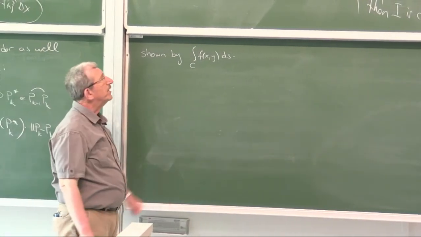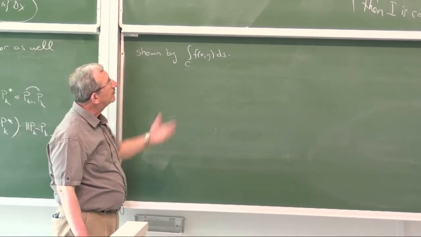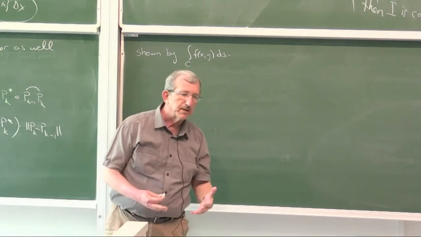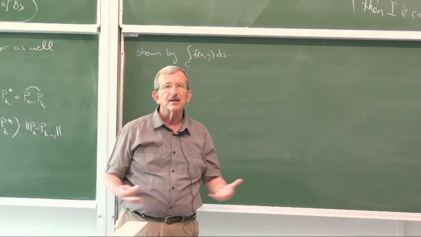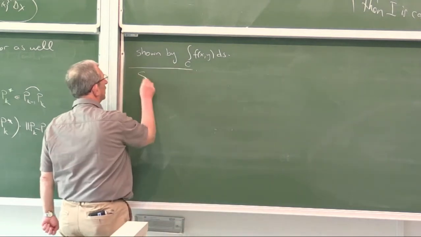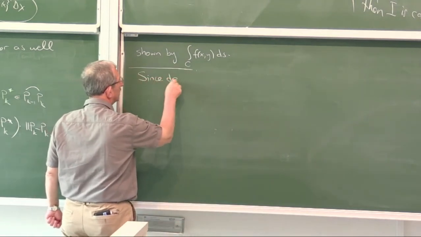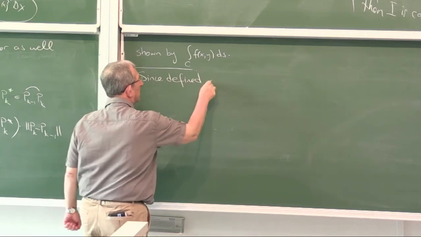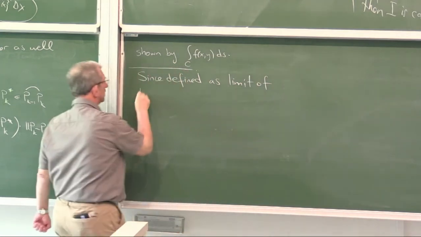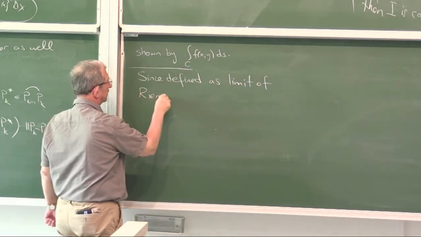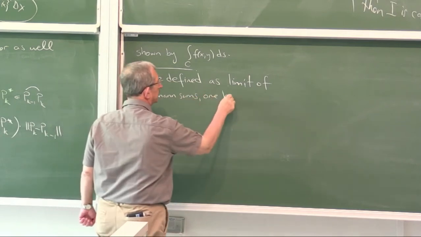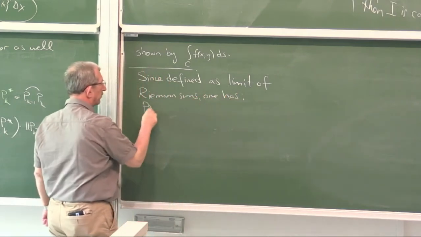Well, as I said a minute ago, the line integral is defined as a limit of Riemann sums, and therefore it should obey the standard properties. So, since it is defined as a limit of Riemann sums, one has the following properties.